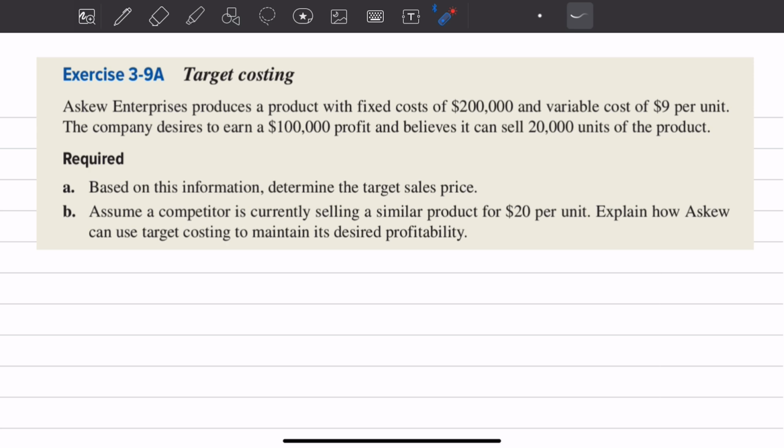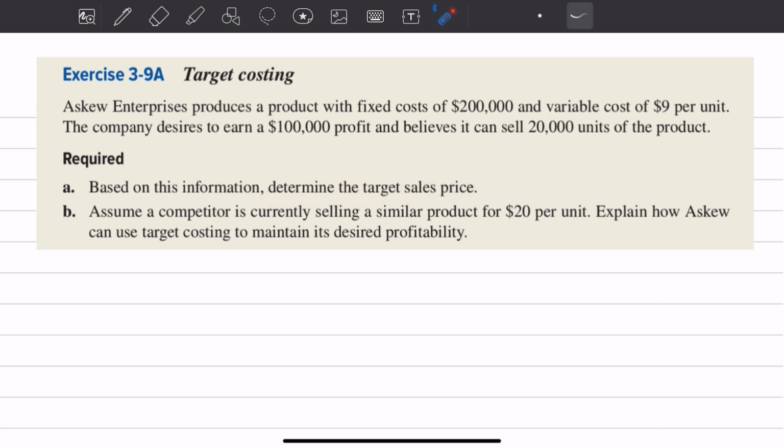It says, ASCII Enterprises produces a product with fixed costs of $200,000 and variable cost of $9 per unit. The company desires to earn a $100,000 profit and believes it can sell 20,000 units of the product. What's required here? A. Based on this information, determine the target sales price.